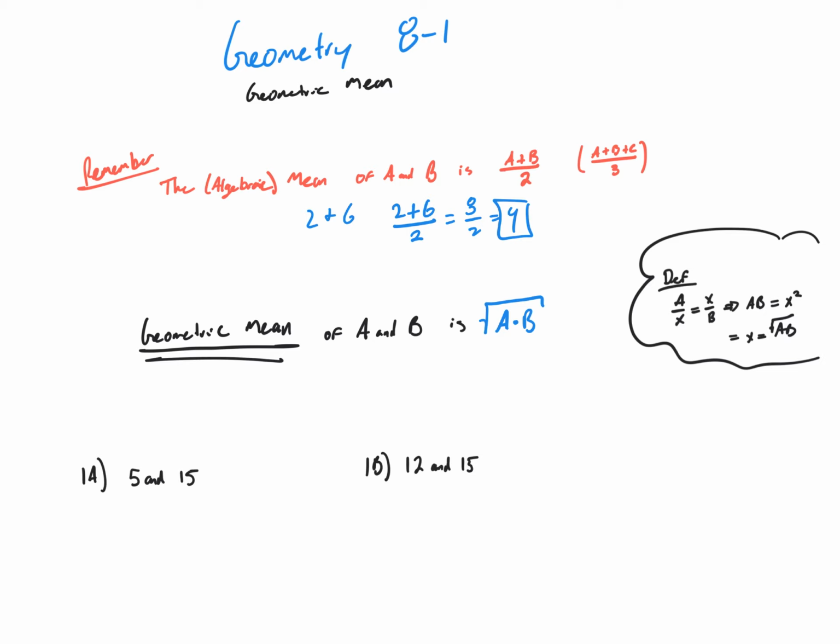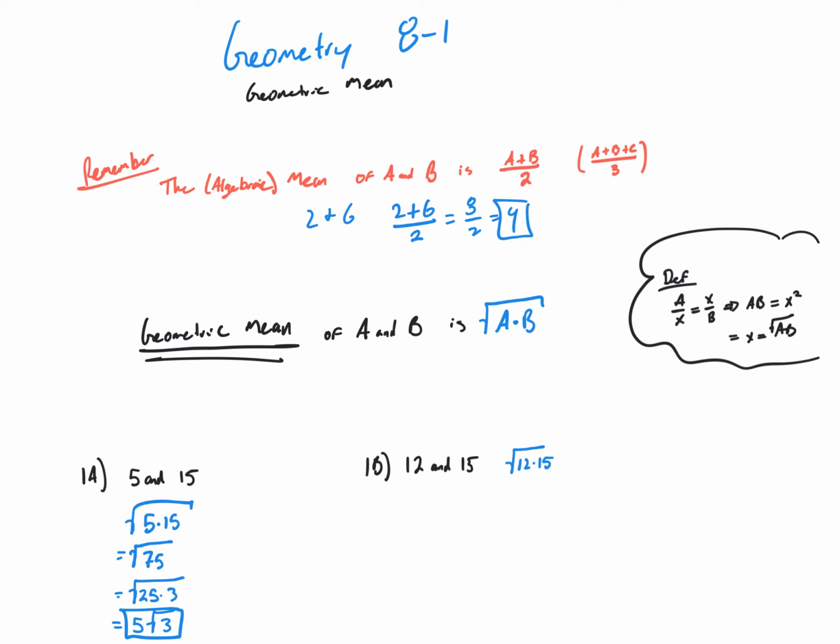So let's go ahead and try those real quick. If we did 5 times 15, this gives us 75. So I'm going to say the square root of 5 times 15, which is the square root of 75. I see that there's a perfect square in there, so that's the square root of 25 times 3. The square root of 25 is just 5, so this would be 5 square roots of 3.